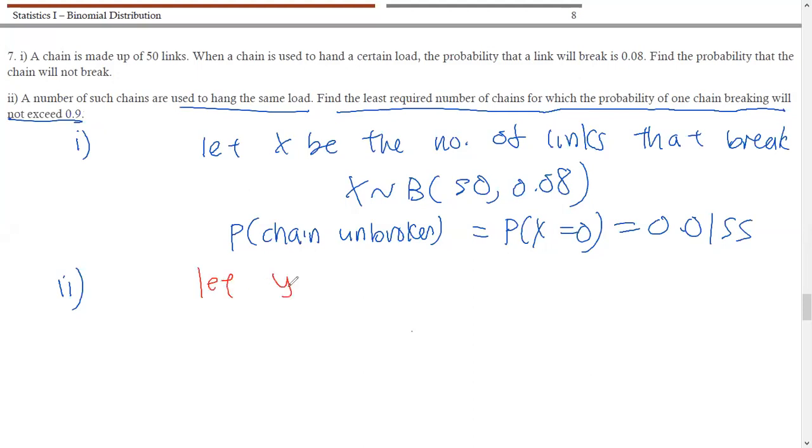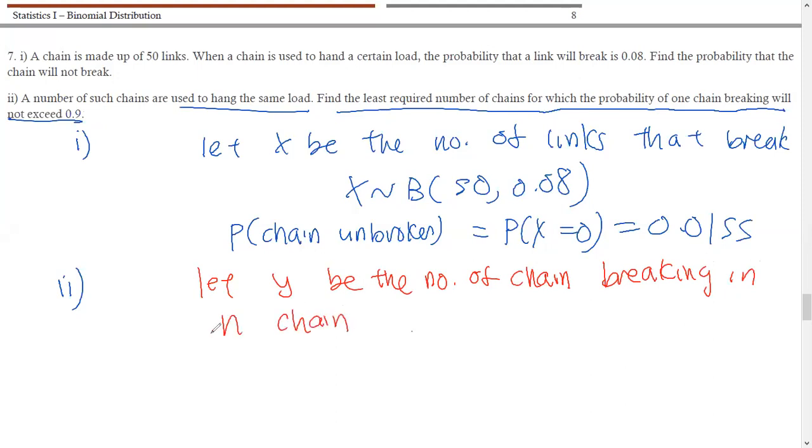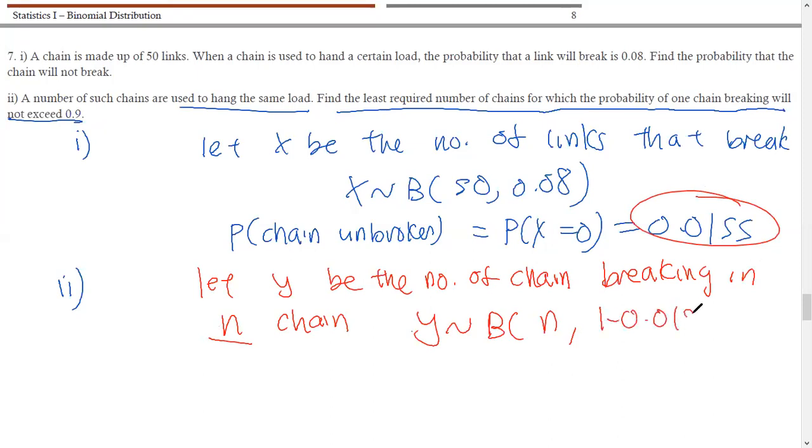So let y be the number of chains breaking in n chains. So where's the unknown? The unknown is here, n, the number of trials. So y will follow a binomial of n. So what's the probability of breaking? The probability of not breaking is 0.0155, so the probability of breaking is 1 minus 0.0155. Again, this is a tier 2 problem if you define it properly, and the unknown is in n.